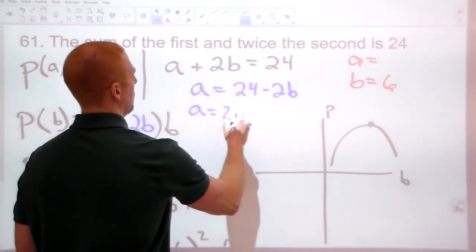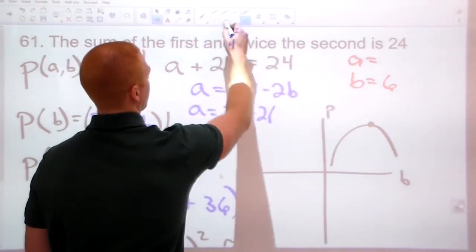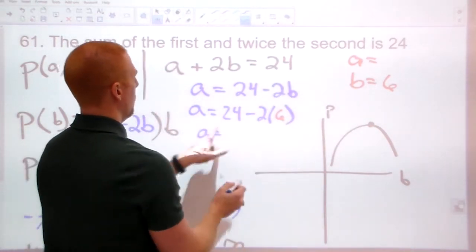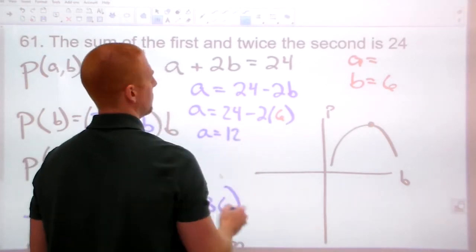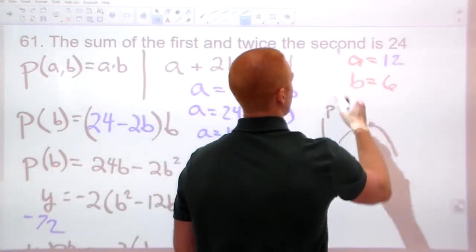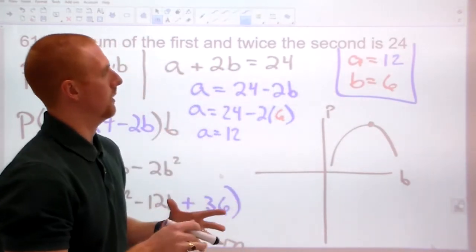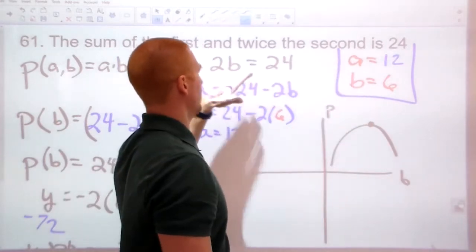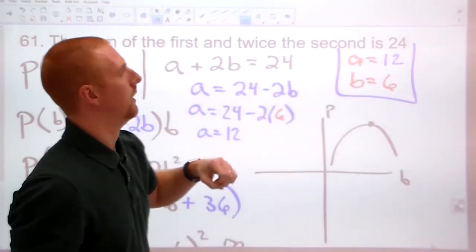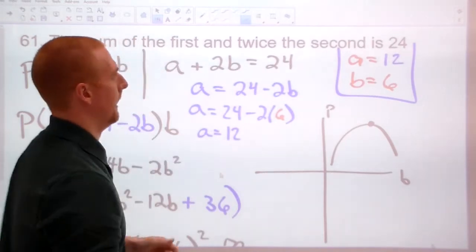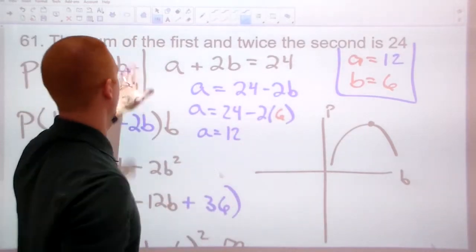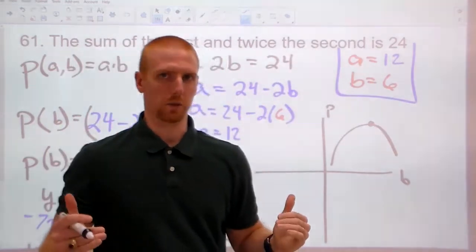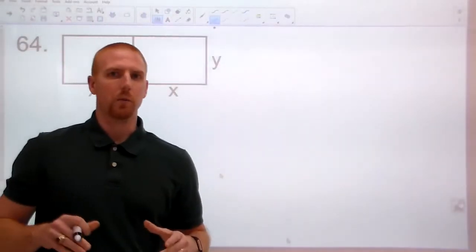So A would equal 24 minus 2 times 6, because that's what B would equal. We're maximizing this thing. So 24 minus 12, it's going to be 12. So that's your A value. So those are your two numbers that fit the description when you take the first one, 12, and add twice the second. So 6 times 2 is 12. You get 24. That works. And if you try multiplying two numbers that fit this description together, those are the two that would give you the biggest product possible.